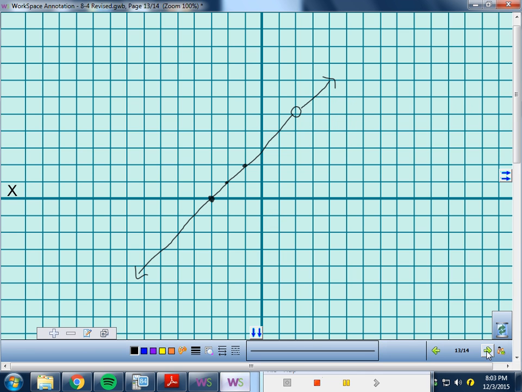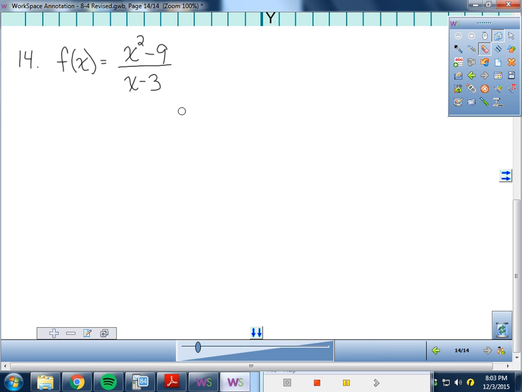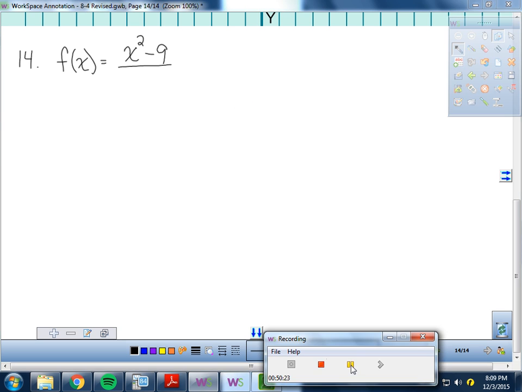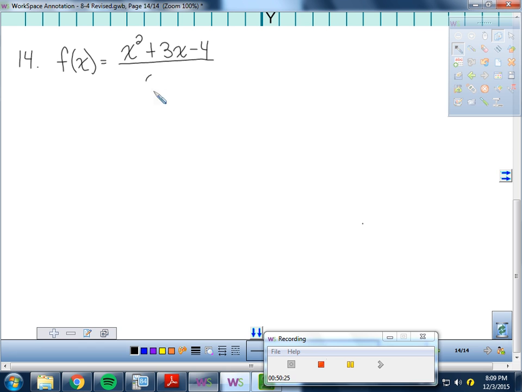Alright, and let's go to the last one. And I tell you what, I think that I would like to change this one to something different. So let's change this one. And we'll do x squared plus 3x minus 4 over x squared minus 16.